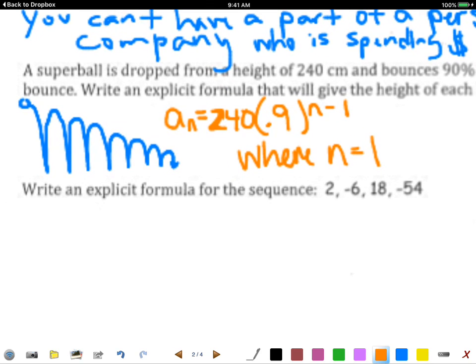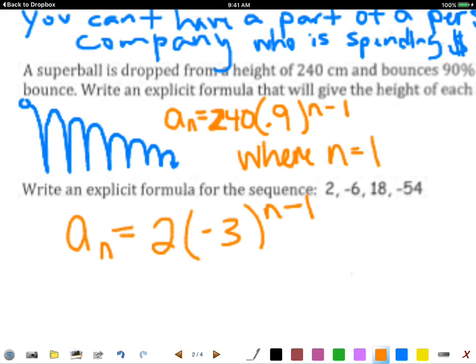Write an explicit formula for this sequence. A sub n. There's not really a lot to process when you just have a list of numbers. It's not a word problem, so it's kind of pretty simple here. What's the first term? 2. What is the common ratio, or what I'm multiplying by? -3 to the power of n minus 1, where n equals 1.